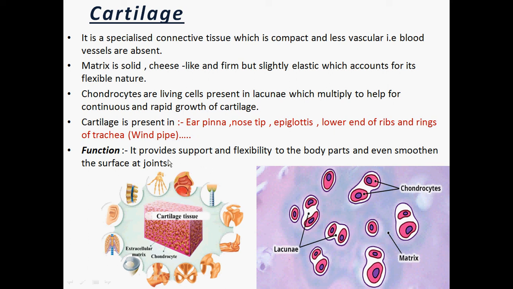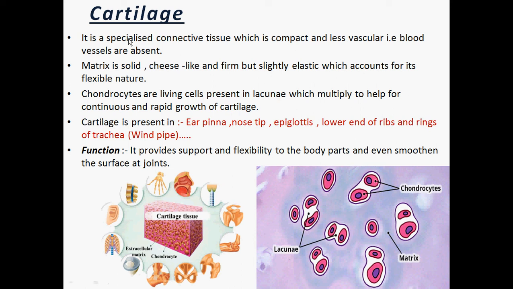And the important function of cartilage is that it provides support and flexibility to the body parts and even smooths the surface at joints between different bones, end bones, long bones. Everywhere the cartilage tissue provides some kind of smoothness so that the different linkages and joints of the bones are easily able to move and function in our entire body. So this was a brief explanation of cartilage.